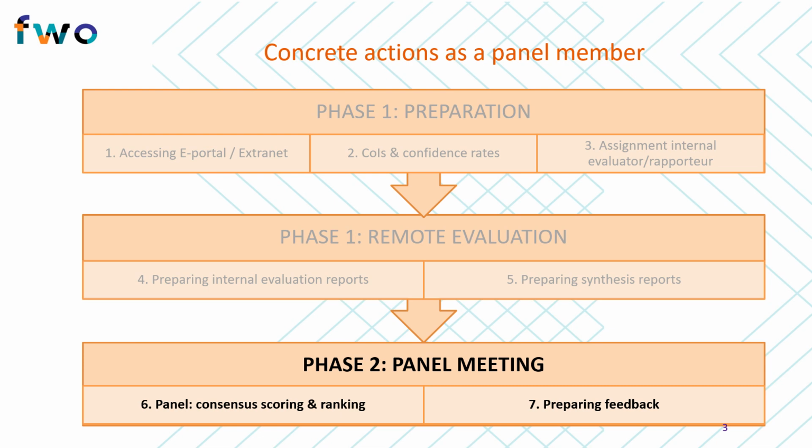During the meeting, the applications submitted to your panel will be discussed. This discussion will lead to consensus scores for each application. These scores then determine a ranking, which will determine which applications can be funded and which are out of funding range. For every application, whether funded or not, feedback is provided. This feedback will be prepared by the rapporteur of the application and will be based on the synthesis report they wrote prior to the panel meeting.